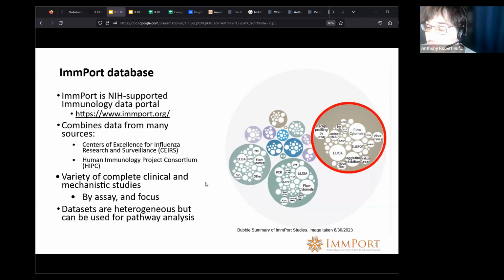So what we're mostly interested in is all the studies contained in this red bubble, which is focused on vaccines and specifically immunological responses or studies relating to vaccines. Namely, the fact that these data sets could be used for something we call pathway analysis.